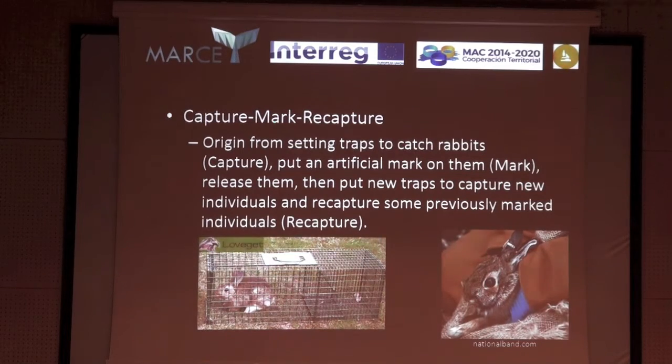Okay, so first I want to talk to you about the origin of capture mark-recapture, so that you understand a little bit better the terminology that is used. The origin is from setting traps to catch rabbits, so that would be a capture. Then you put an artificial mark on them, so that would be a mark. And then you release them, and sometime later you go again, put new traps to capture new individuals and recapture some previously marked individuals, so that would be the recapture of the animal.